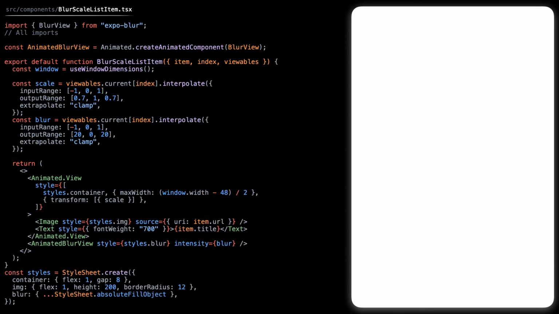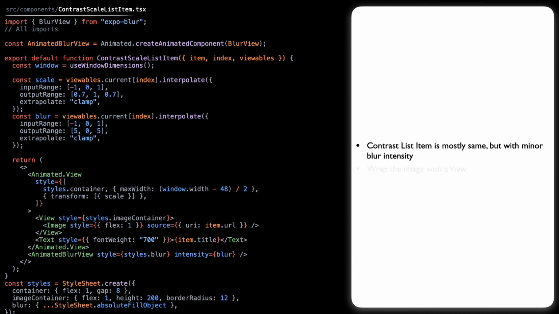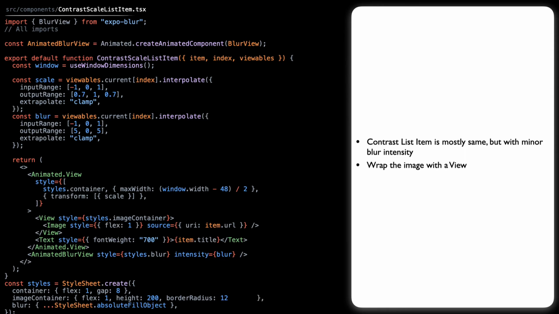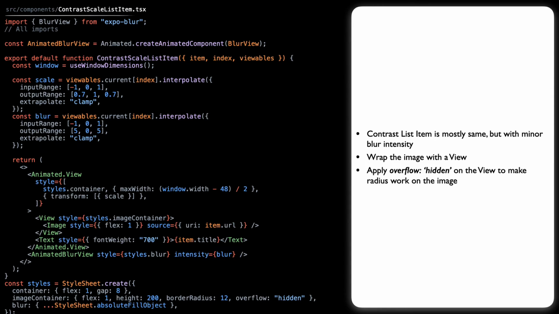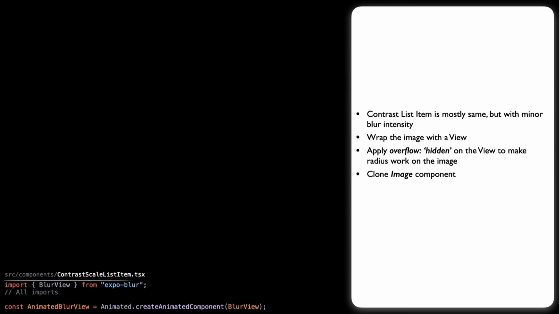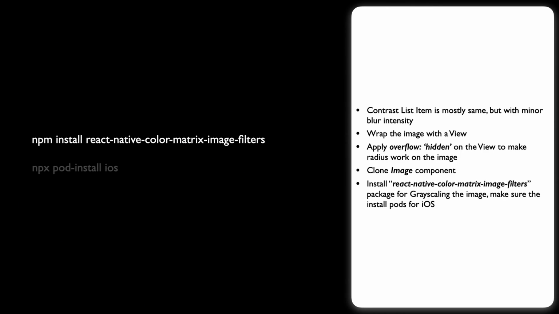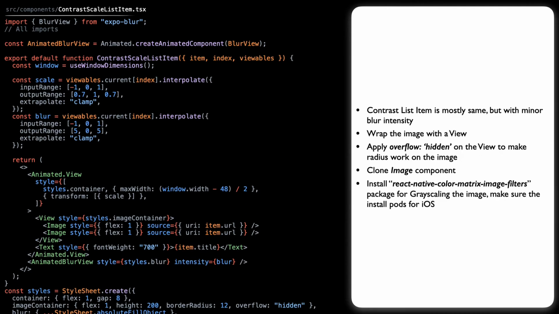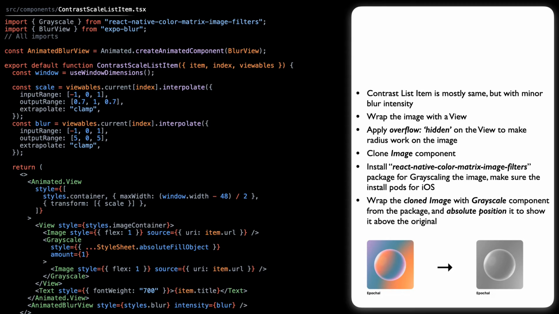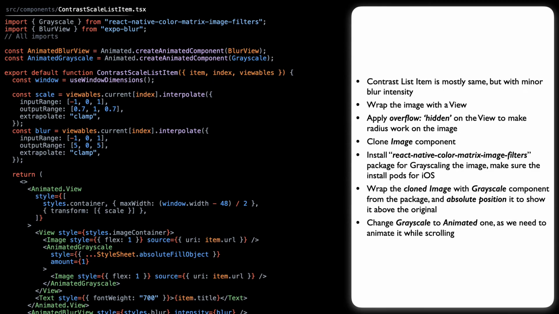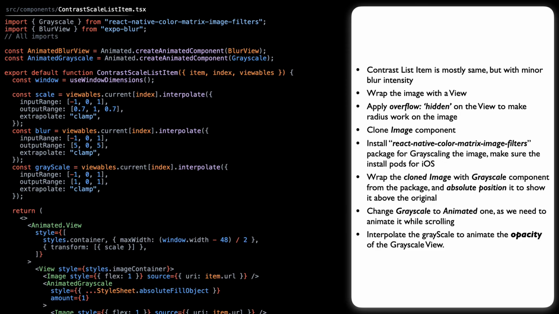And for the third animation, we can continue from the last animation code but with minor blur value. Wrap the image with a container view, overflow hidden to make radius work. Clone the image component, install the required package for grayscale of the image, and apply the grayscale on the cloned image, change it to animated, and same as we did for other, interpolate its opacity.